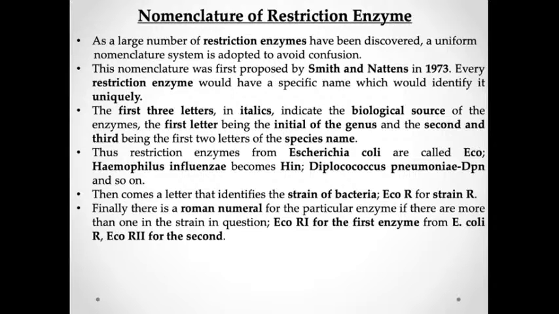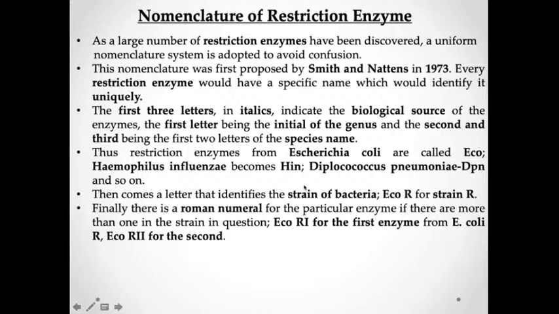How do you name these restriction enzymes? The naming was given by Smith and Nathans, and every restriction enzyme has a specific name which identifies it uniquely. The first three letters identify the biological source. The first letter is from the genus, and the second and third are the first two letters of the species name. So Escherichia coli becomes ECO. Likewise, Haemophilus influenzae becomes HIN, and Diplococcus pneumoniae becomes DPN, and so on.